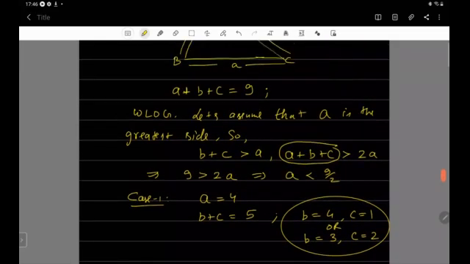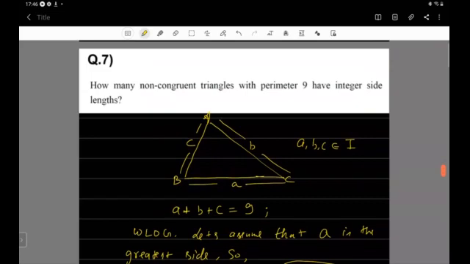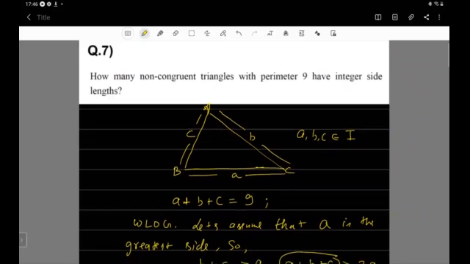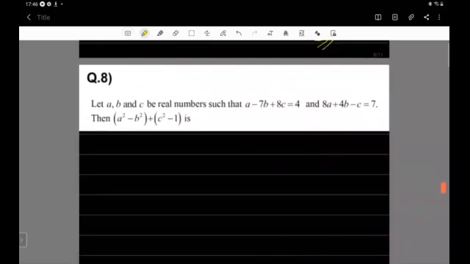What is the level of difficulty? It was better than what we have solved earlier, the first 6 questions. This was not very tricky, but it took some time, right? So question number 7 for you.